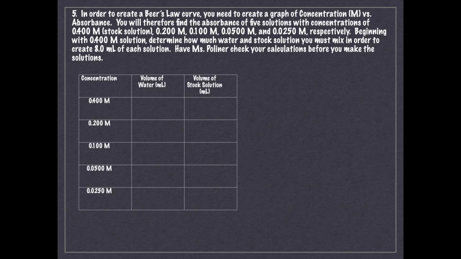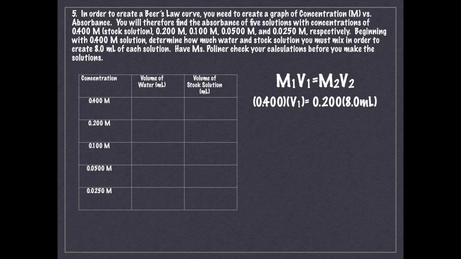So, for example, I'm going to do the 0.200 molar solution. You're going to be using the dilution formula, M1V1 equals M2V2. M1 and V1 are going to be your concentrated solution. M2 and V2 are going to be your dilute solution. So, here's my calculation. M1 is my concentrated solution, my stock. I have a 0.400 molar solution. I want to know what volume of it I need to add in order to get a dilute solution, so that's going to be my V1.